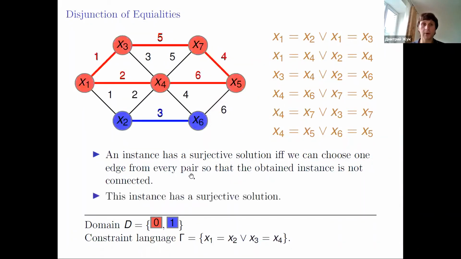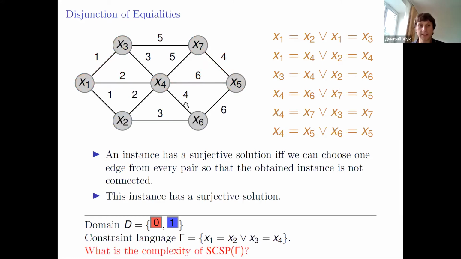For example, this instance has a surjective solution because we can choose like this. From every pair of edges, I chose one edge, and you can see that I have two components that are not connected. So this is a surjective solution.